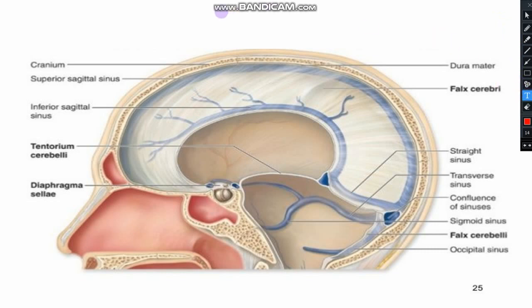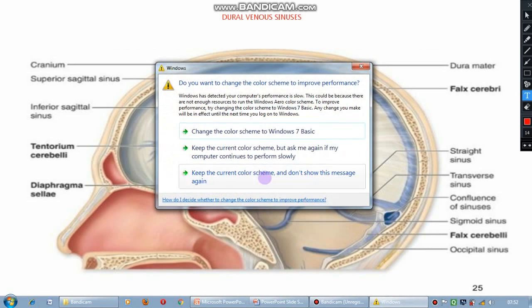So these dural venous sinuses have a few important points that you have to remember. First, they are lined by the endothelium. You can see the lining of these dural venous sinuses is endothelium, and they do not have a muscular coat and wall.